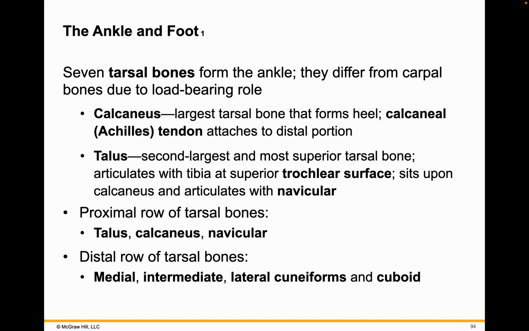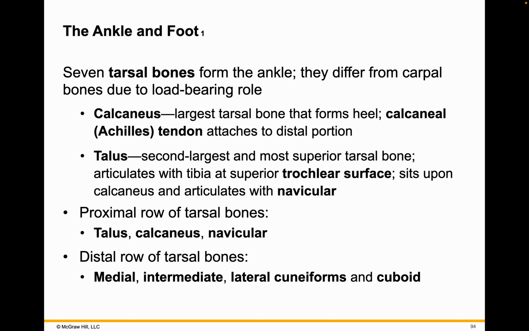There are 7 tarsal bones forming the ankle. They are a little different from the carpal bones because they do have a load-bearing role. The calcaneus is the largest tarsal bone, forming the heel. The calcaneal, or Achilles tendon, attaches to the distal portion.